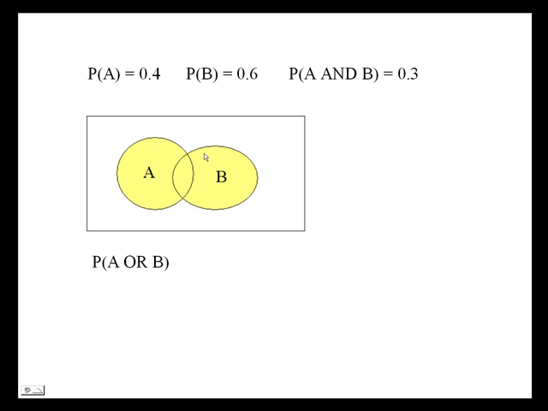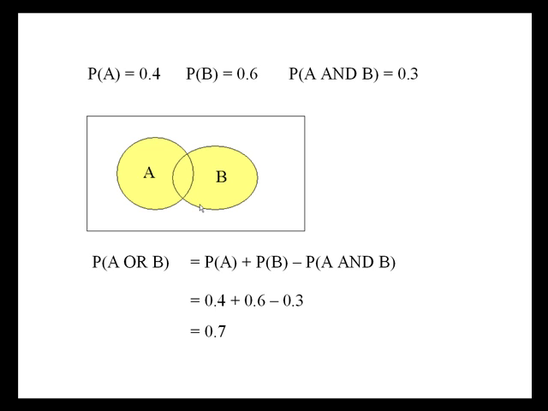Now, what's happening here is the center has been counted twice. So if I decide, for example, to add 0.4 and 0.6 to calculate the probability of A or B, I've counted the center here twice. To correct that, I'll need to subtract the center once, the probability of A and B. The result is the following. Add the probability of A plus the probability of B, subtract what's common, and here you have it.